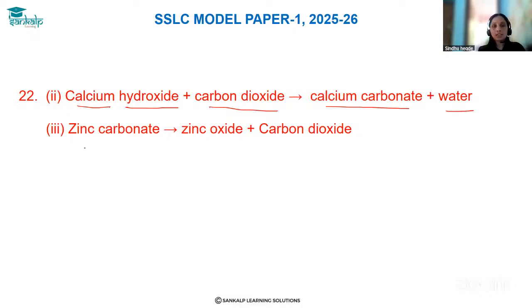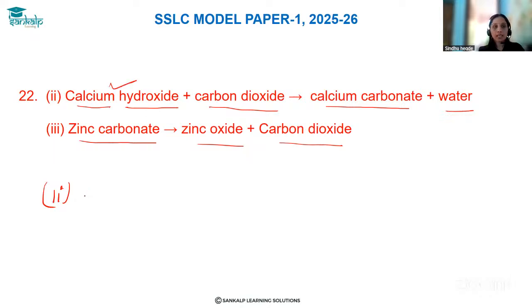Then third one, zinc carbonate will give zinc oxide plus carbon dioxide. How to write these two? First we will see the second one, calcium hydroxide.